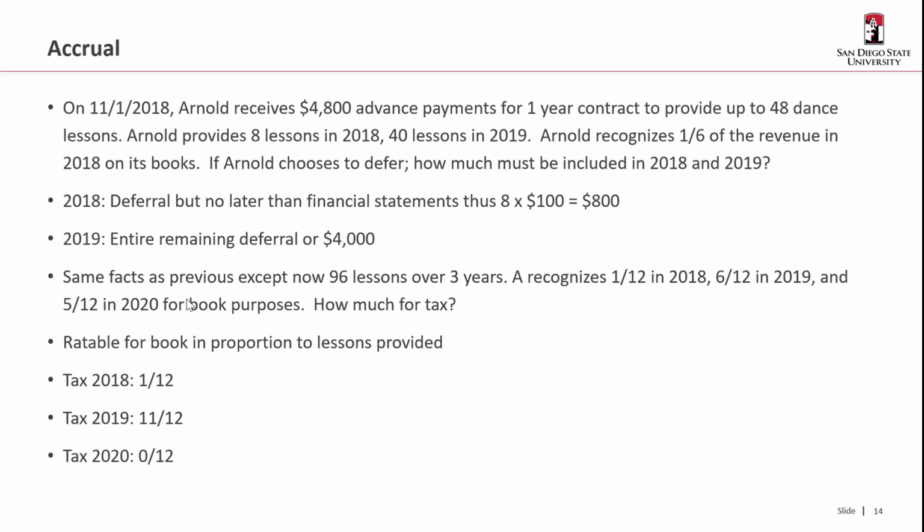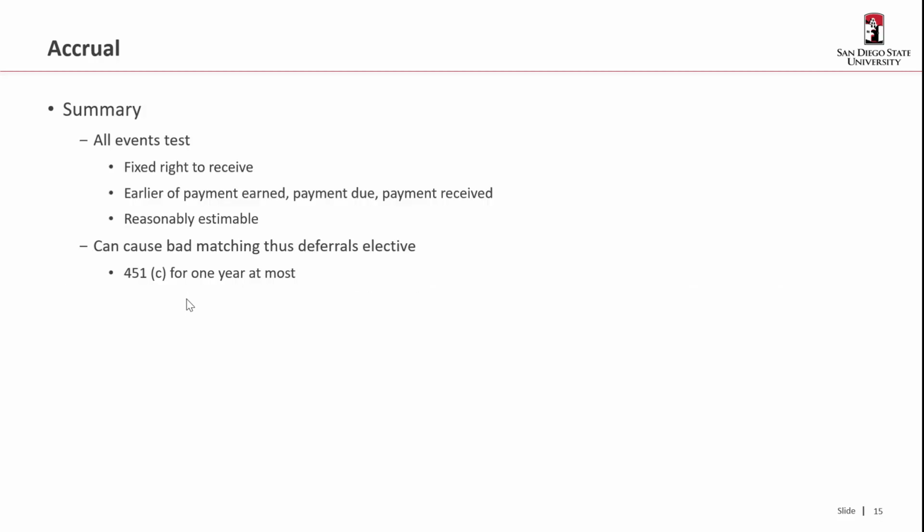Okay, so if we were to give this a quick summary, the all events test is what applies to accrual-based taxpayers. And we know it's the earlier of earned, due, or received. That causes bad matching. So 451(c) permits at most a 1-year deferral. But you have to recognize it never later than you did for book purposes.